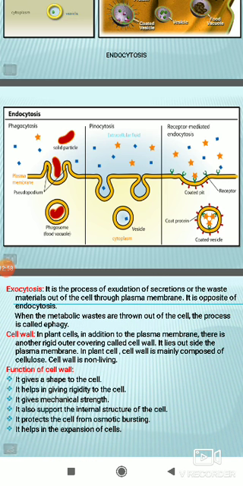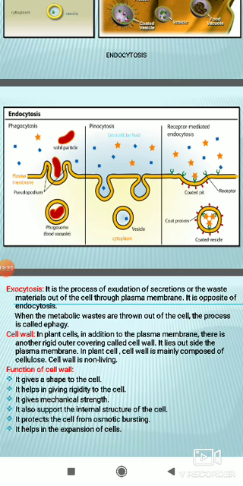Okay, and the last one is exocytosis. Now it is the process of exudation. Exudation means elimination of the secretions or the waste materials out of the cell through the plasma membrane. Okay, it is the opposite of endocytosis. You all know that endocytosis, endo means in, to take in. So since exo means to throw out of the cell, exocytosis is just the opposite of endocytosis.